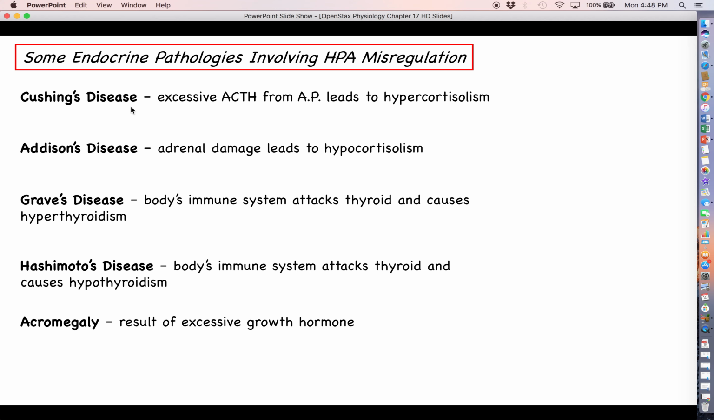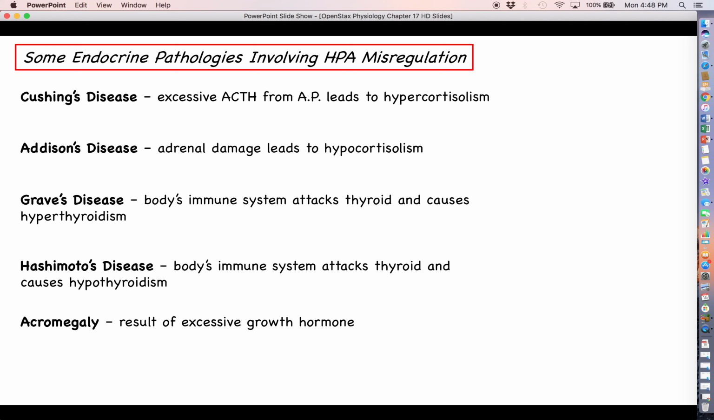So Cushing's disease, we deal with excessive ACTH from the anterior pituitary, and that leads to hypercortisolism. So the second example that we went through is a perfect example of Cushing's disease. Addison's disease involves damage to the adrenal glands, and that leads to hypocortisolism. So this would clearly be a primary defect because of damage specifically to the adrenal glands, preventing it from making enough cortisol.